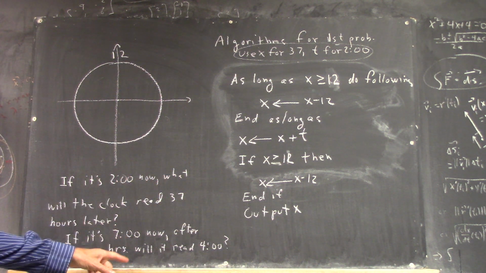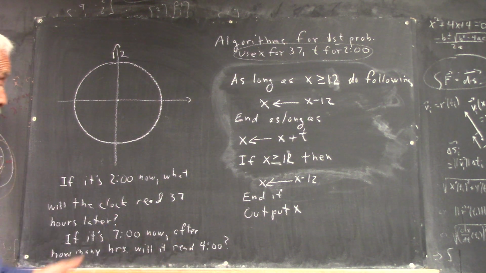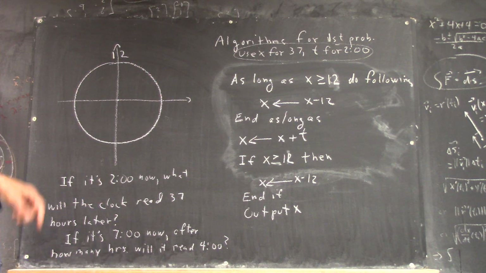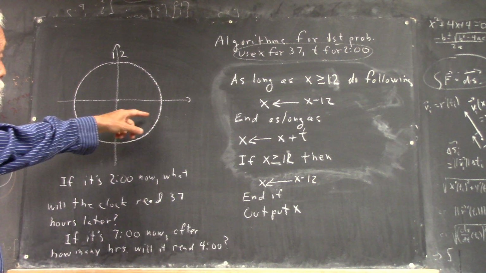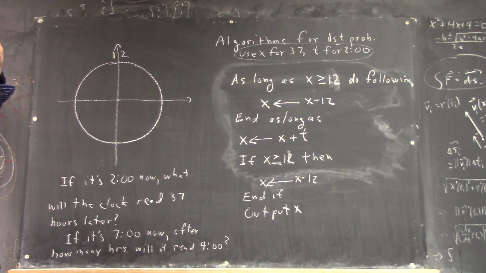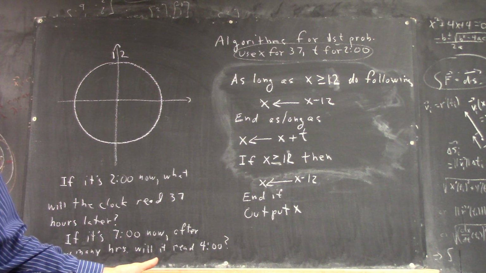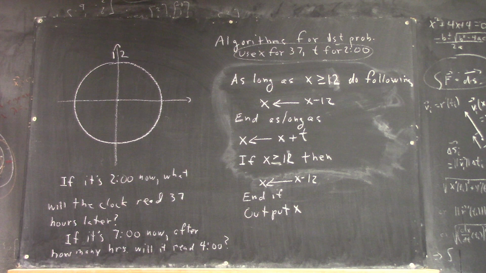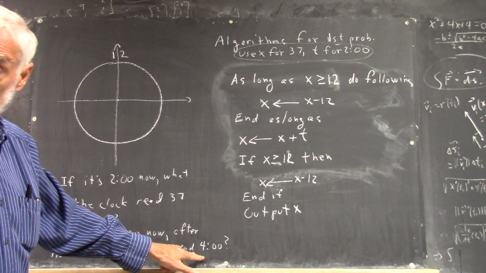If it's 7 o'clock now, after how many hours will it read 4 o'clock? Well, 7 o'clock to 4 o'clock, you can think about it. The 7 is here and 4 is here, and they differ by 9 hours, right? So 4 o'clock comes 9 hours later, but it also comes 21 hours later, because every 12 hours it comes back to 4 o'clock, right?